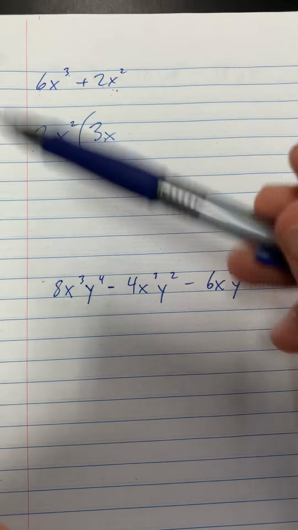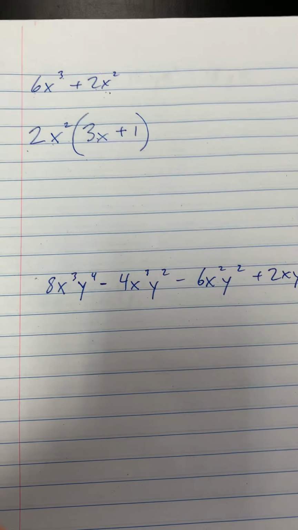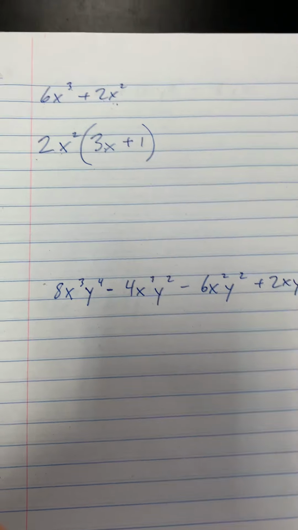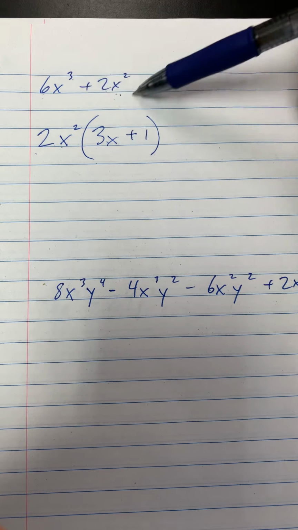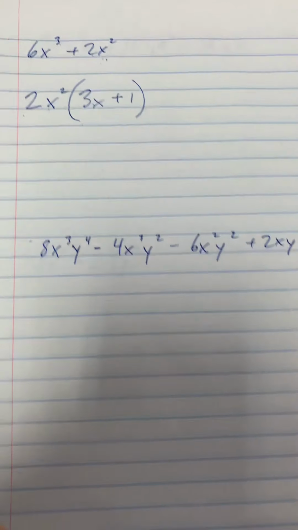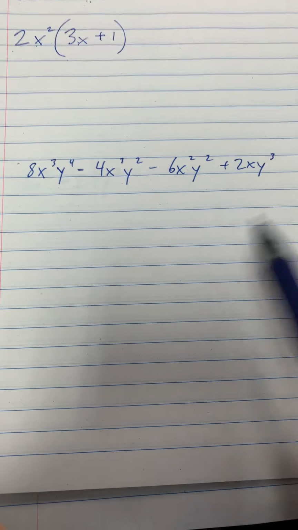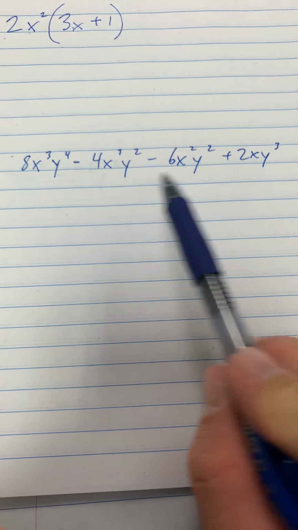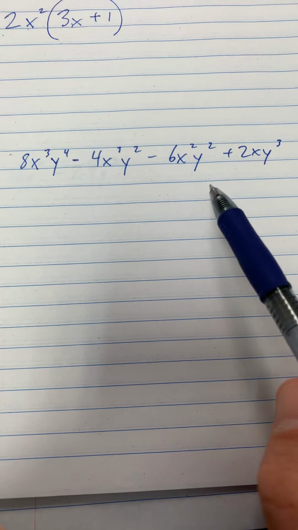Now I'm going to ask, 2x squared times what gives me 2x squared? Well, that's positive 1. And so I just factored out this binomial right here. Okay, let's look at one that's a little bit longer, but this isn't a problem.